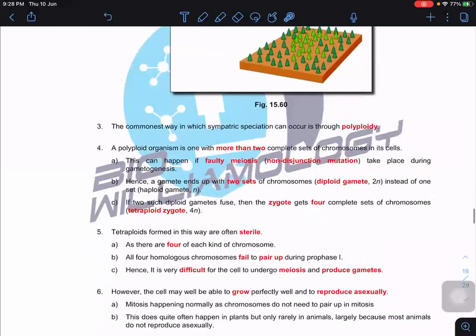So the most common way we have to know here is through polyploidy. When I say polyploidy, it basically means that this organism has more than two complete sets of chromosomes. This is due to one of the events called non-disjunction mutation, which I will show you later.